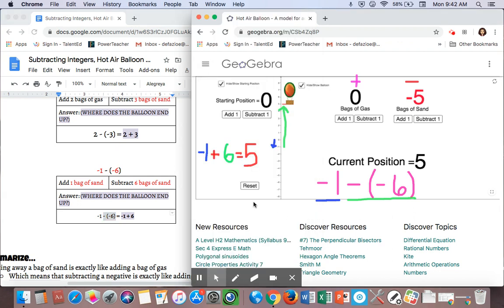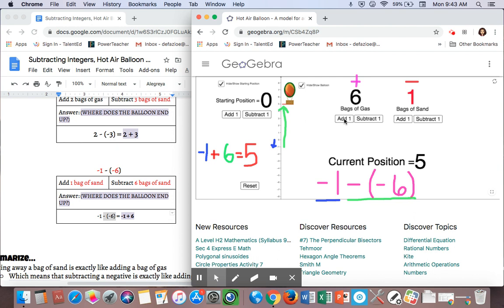If you don't believe me, let me reset. So again, I'm still adding 1. I still have a negative 1 here. Oops, sorry. Hold on. Reset. I'm still adding 1 bag of sand because that's this negative. And then we're going to try to prove that negative 1, so adding 1 bag of sand plus 6, adding 6 bags of gas is the same thing. So I say 1, 2, 3, 4, 5, 6.